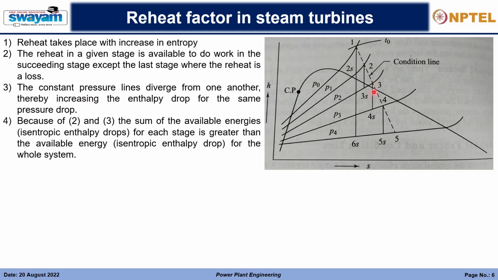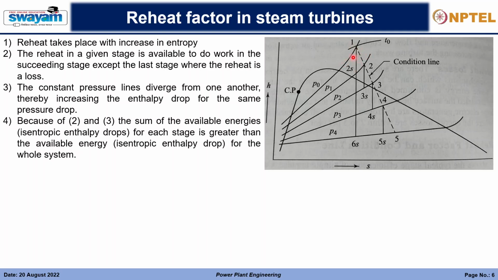Then again, between the pressures 3 to 4, there is another stage. So accordingly there are various stages. Here we can see there are 4 stages: 0 to 1, then P1 to P2, then P2 to P3, and P3 to P4. So there are 4 stages. Then, in these stages, what happens is that none of these processes are isentropic.